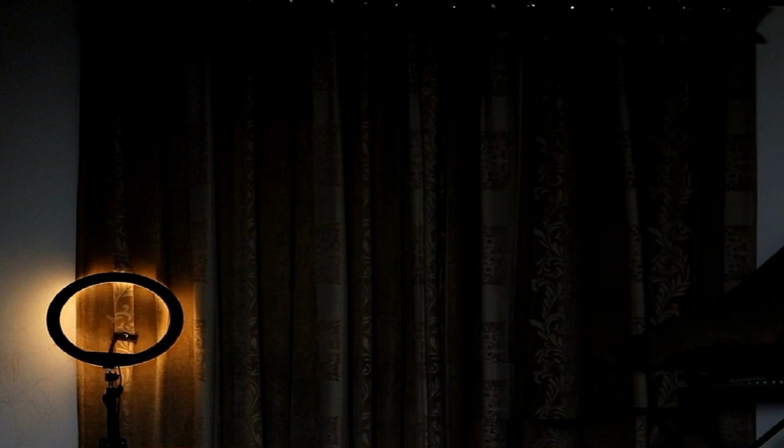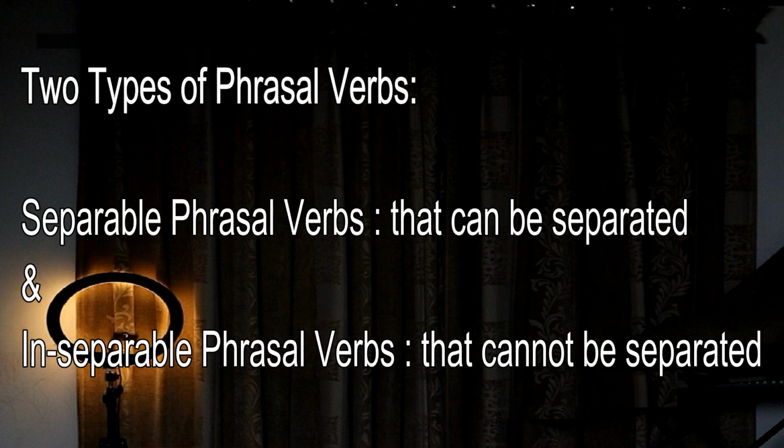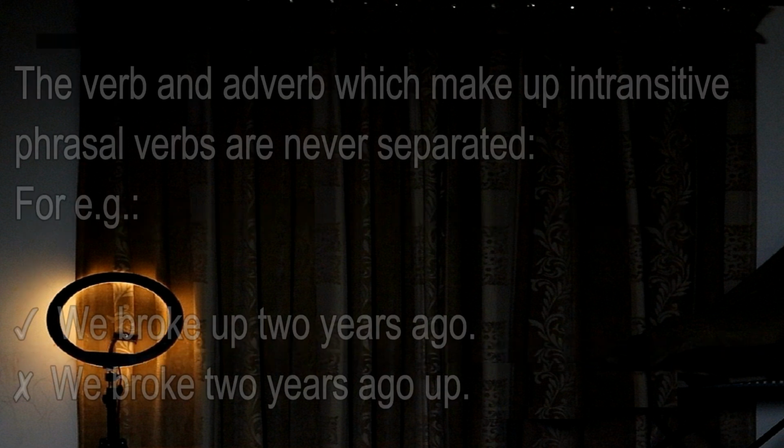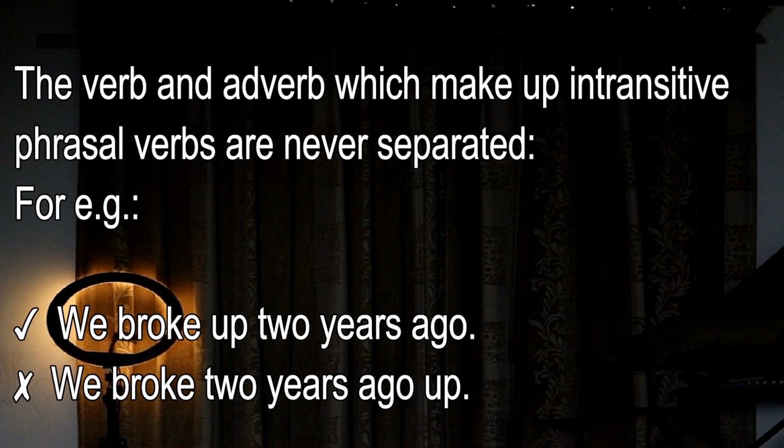Word order. There are two major types of phrasal verbs: separable phrasal verbs and inseparable phrasal verbs. The verb and adverb which make up intransitive phrasal verbs are never separated. For example, we broke up 2 years ago.